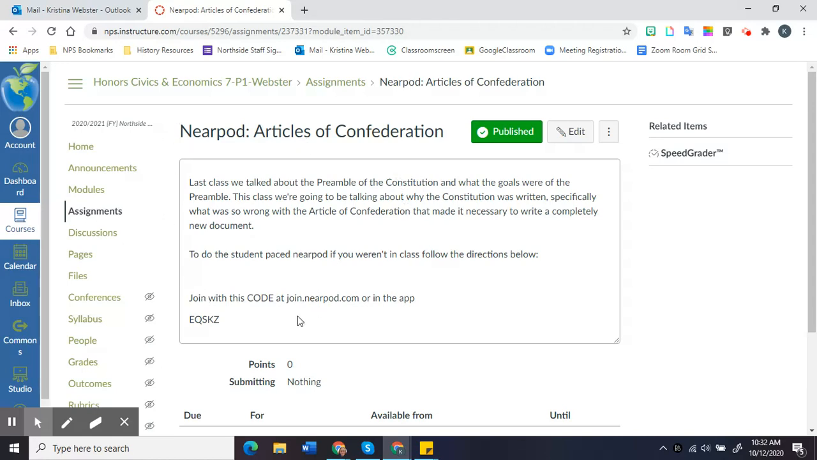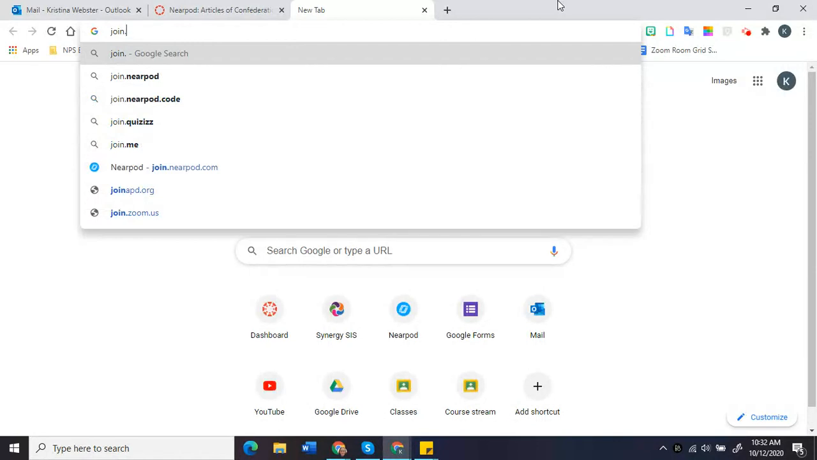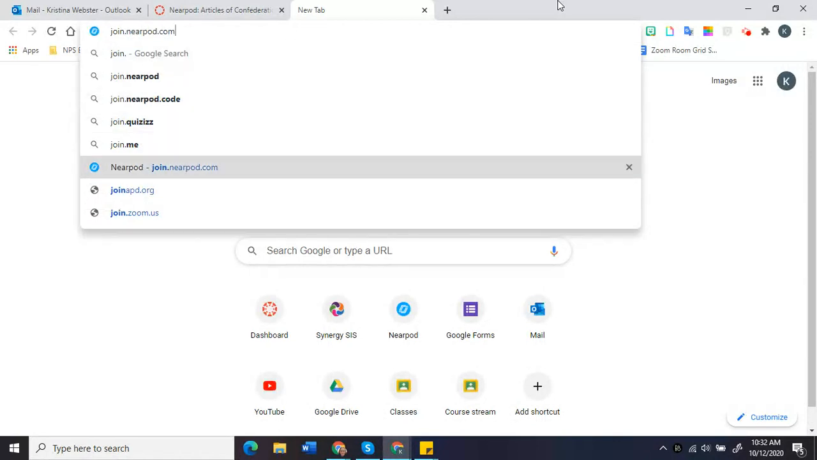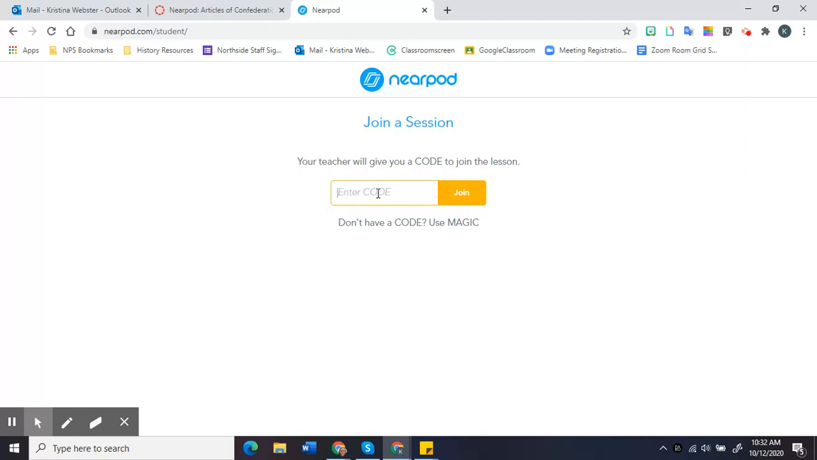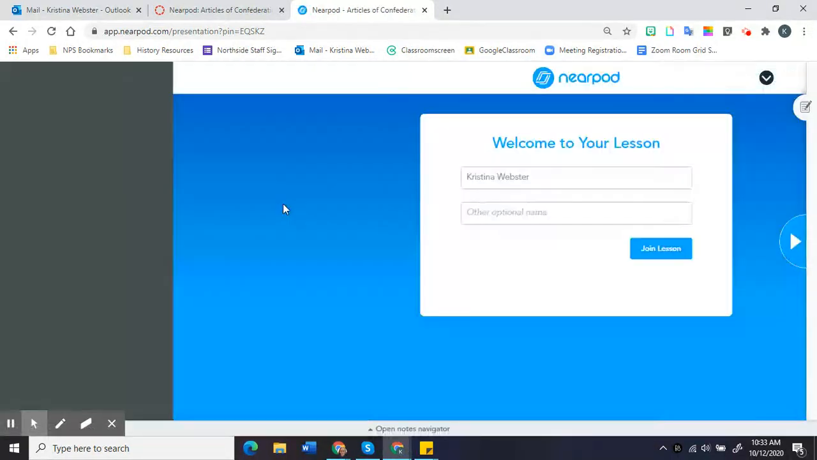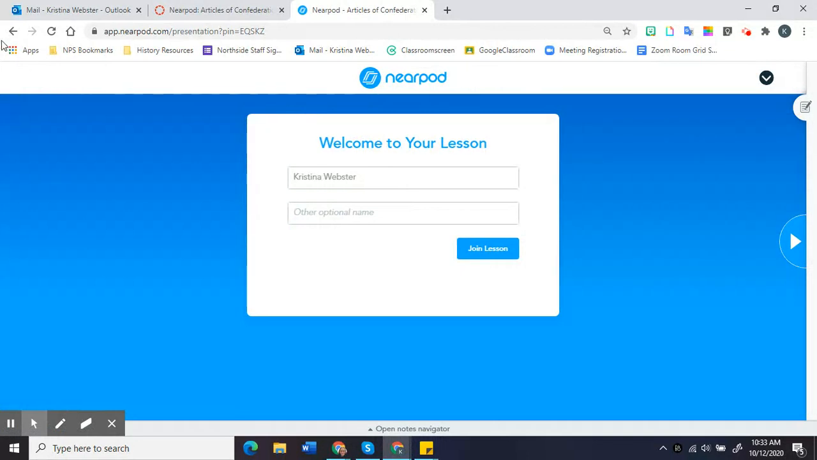So join with this code at join.nearpod.com. You're going to copy this code, open up a new tab, go to join.nearpod.com, paste the code EQSKZ and hit join. You're going to put in your name and then hit join lesson.